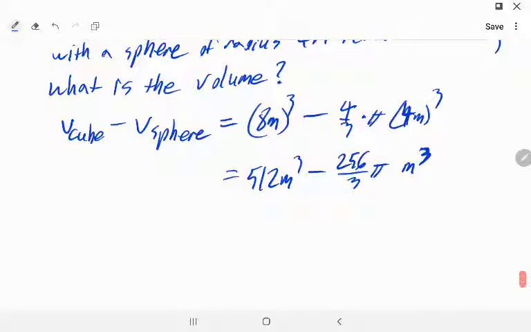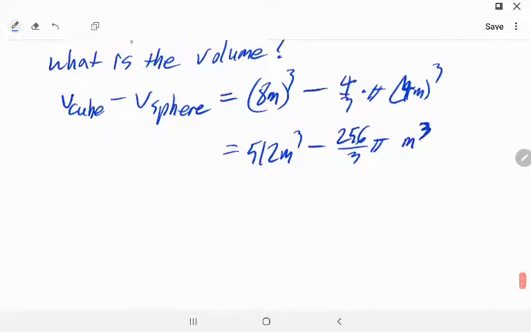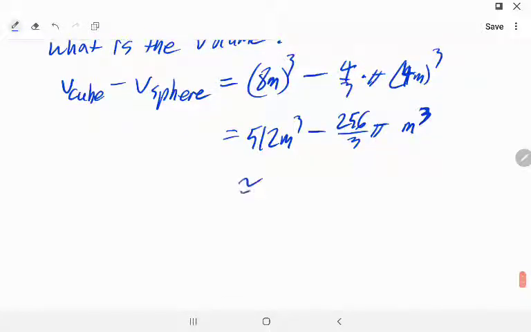And so you're not going to have to worry about that terribly precisely. We know that if we take pi divided by 3, that'll be around 1. So roughly, this will be approximately 256 cubic meters. This is very approximate.